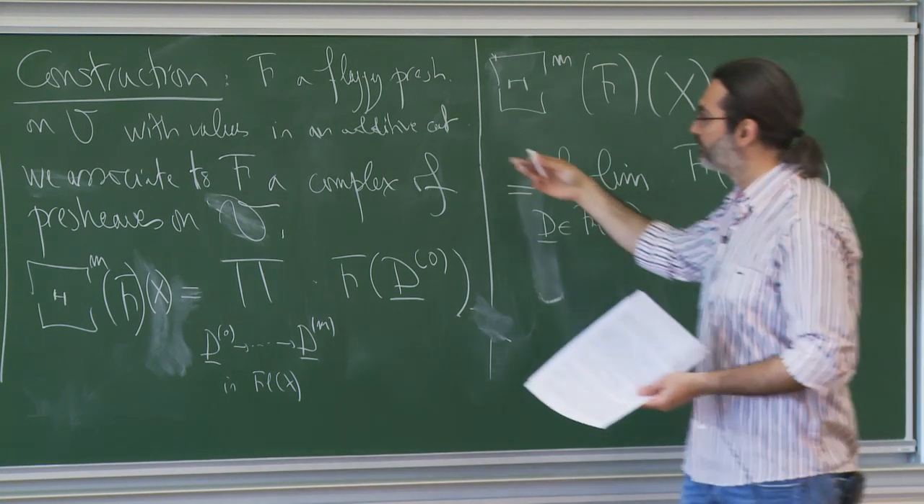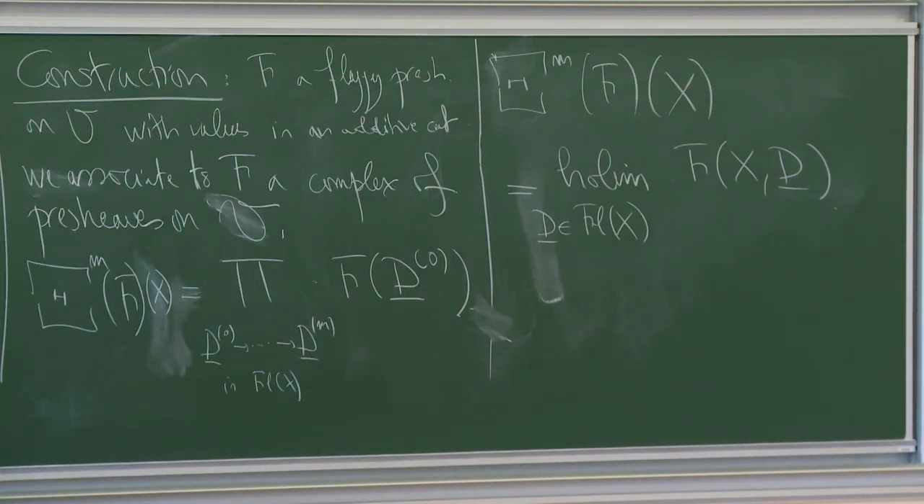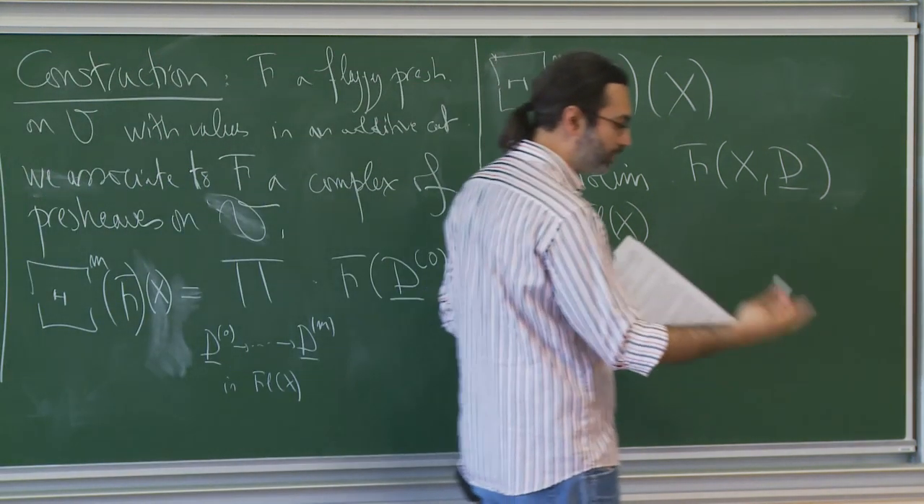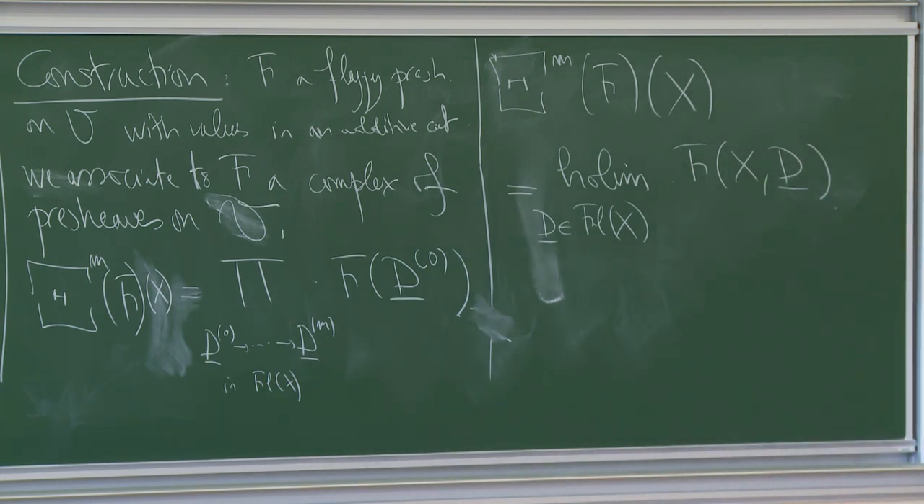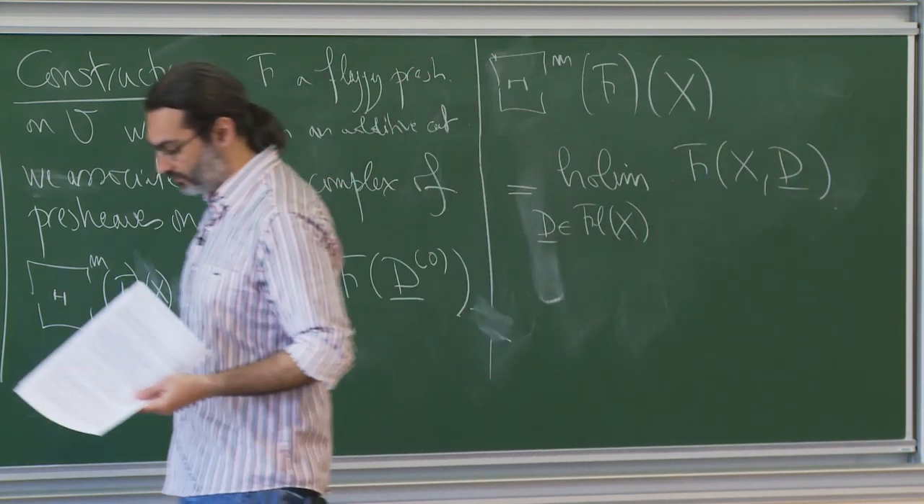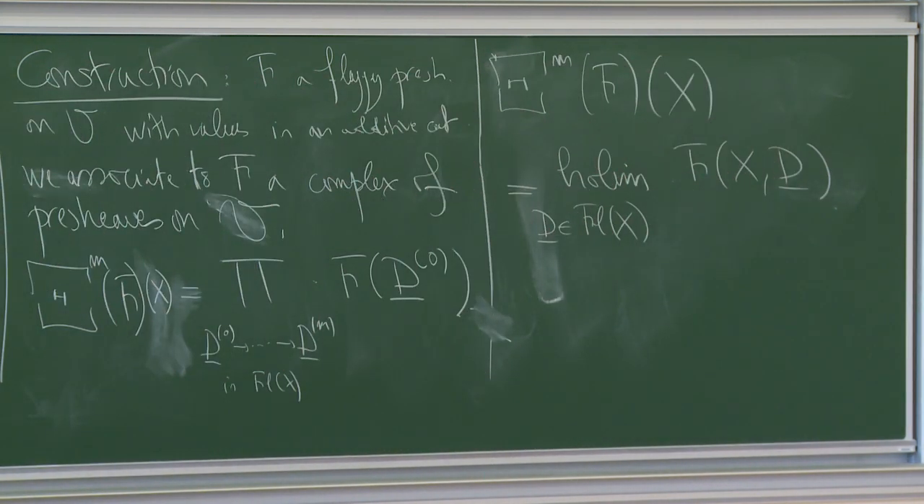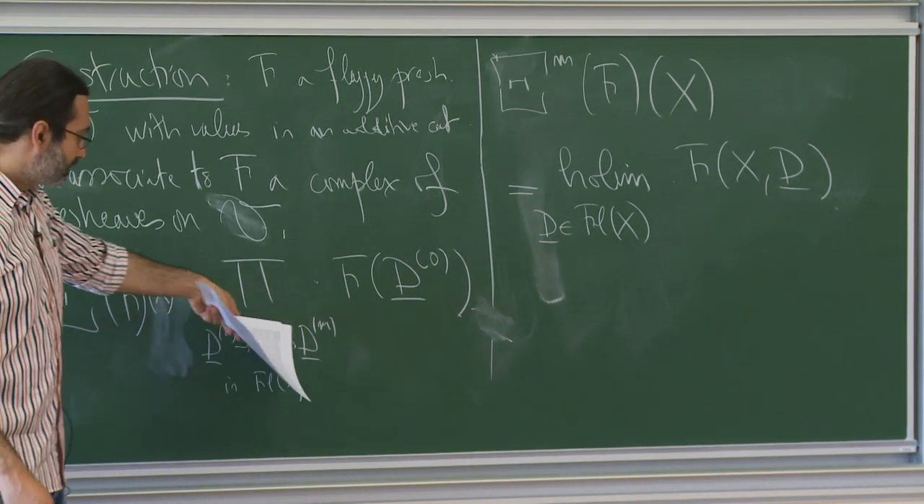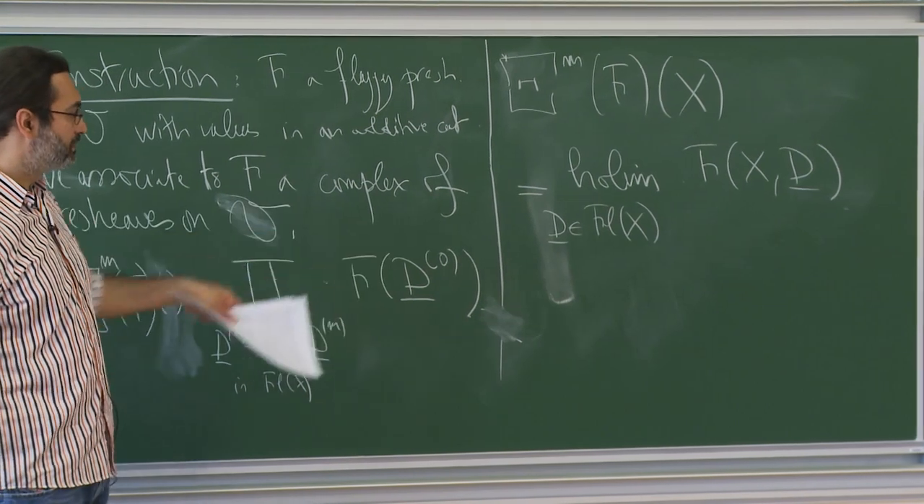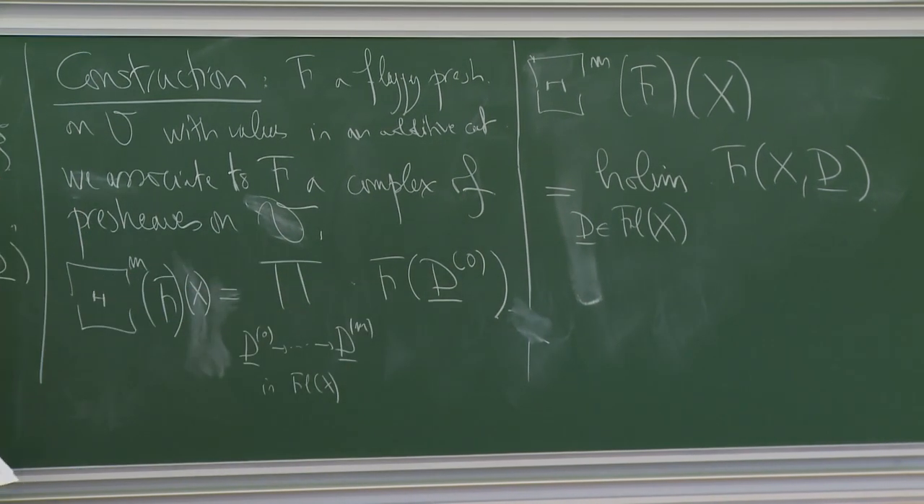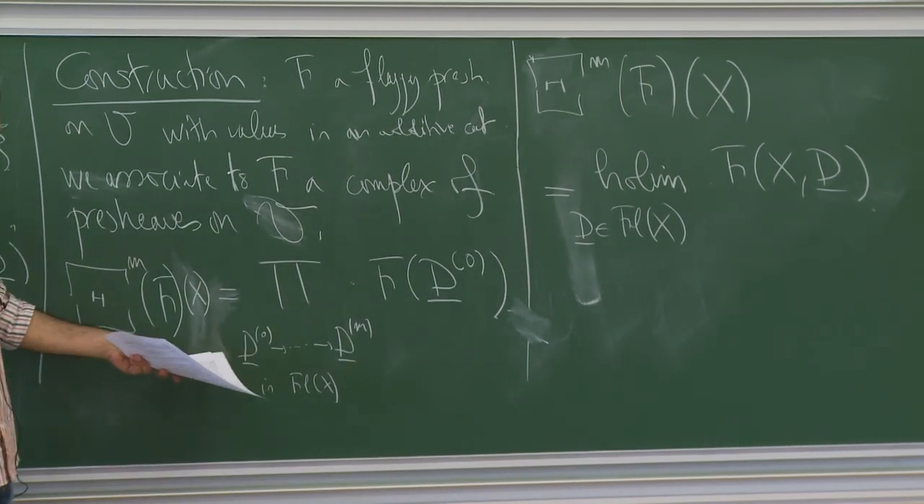So I have a flaggy presheaf. I look at a variety x which is stratified, and I take the limit over the flags of my flaggy presheaf, and I get one object, and this would be the value of my object at x. Okay, this defines this complex of presheaves Xi F. Is this clear? All these guys are flags, and I'm looking at morphisms of flags.